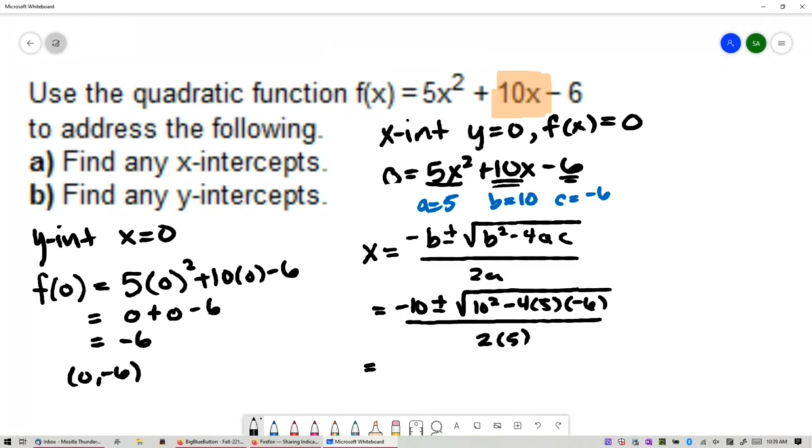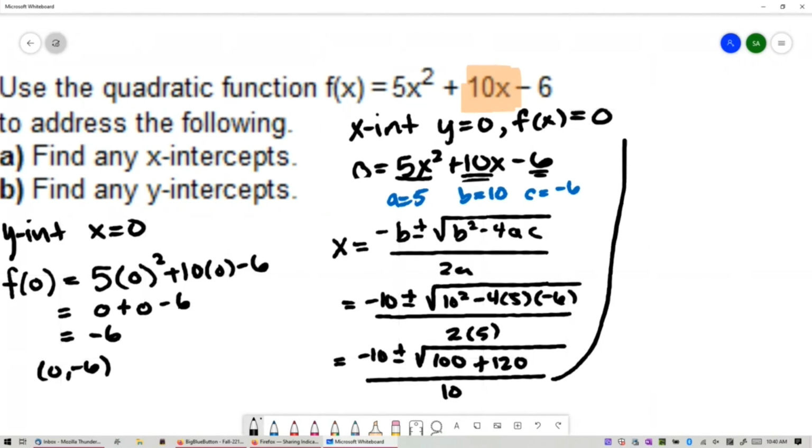So I'm going to use order of operations to simplify. So inside of the radical, I'm going to apply the exponent first. 10 squared is 100. And 4 times 5 is 20, and 20 times 6 is 120. That's going to be a plus. And 2 times 5 is 10. Let's continue this up here. We have -10 plus or minus the square root of 220 over 10.